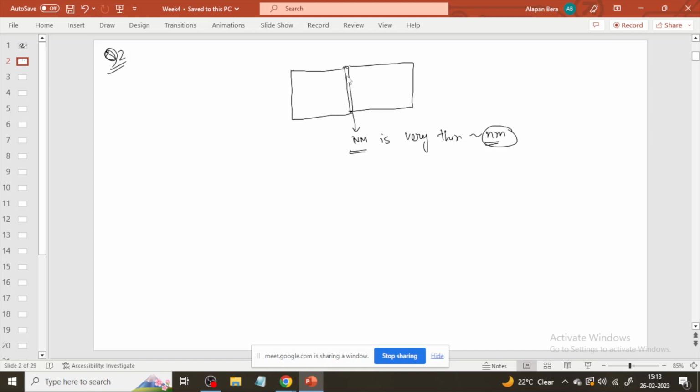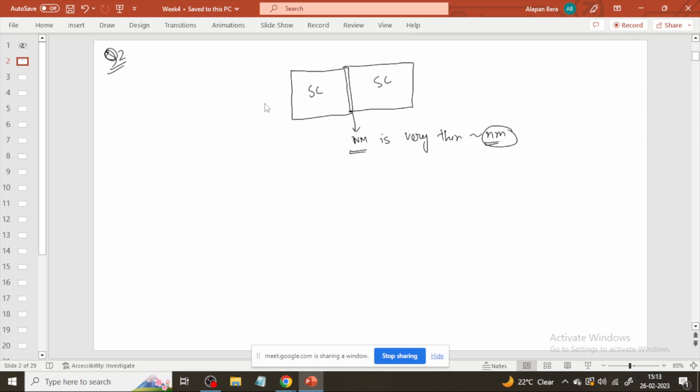Okay. So the width of this region must be lesser than the coherence length of Cooper pairs of the superconductors in this region and this region. And the coherence length of the Cooper pairs is generally in the nanometer range, and that is why the width of this normal metal region is very thin, on the order of nanometers.